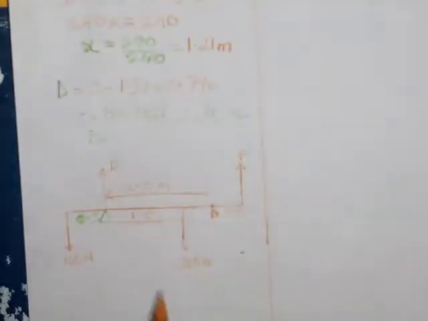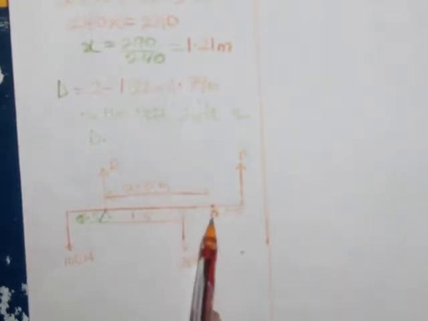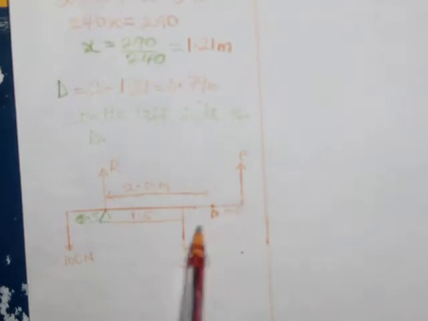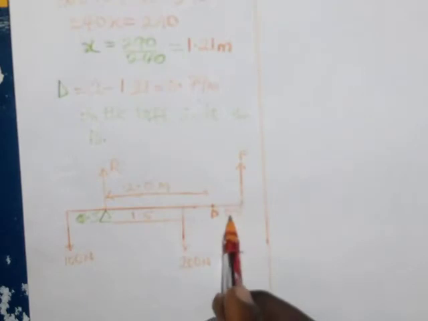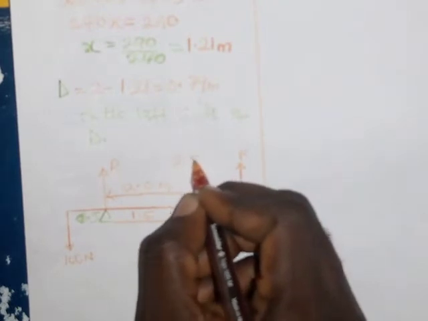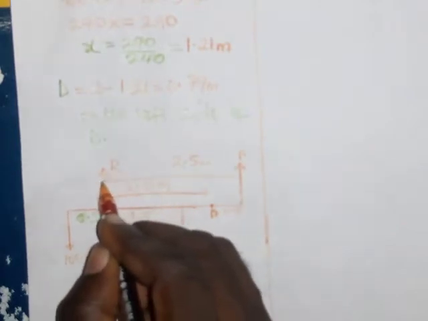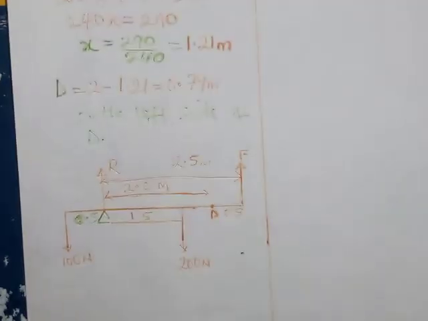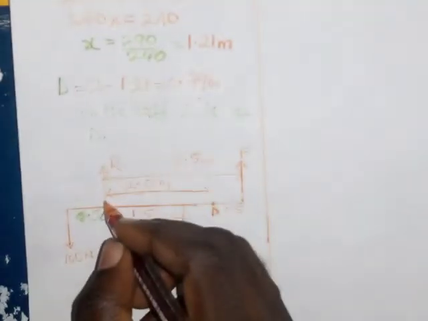But you can see that the distance between C and D remains 2.0, and the distance between this and this is 0.5. So it means that the whole length of this, from arrow to F, is going to be 2.0 plus 0.5, and that will give us what? 2.5 meters. So the whole length of this is 2.5 meters. Having gotten the length, we have no option than to take moment about C. We just take moment about this to cancel out arrow.